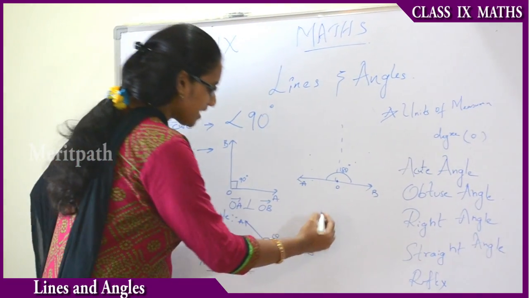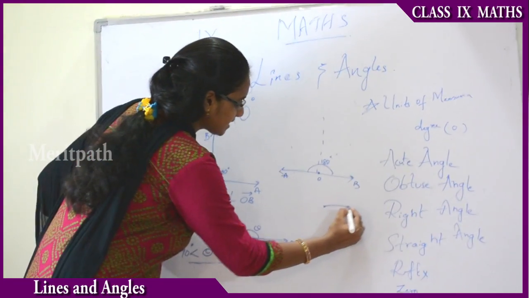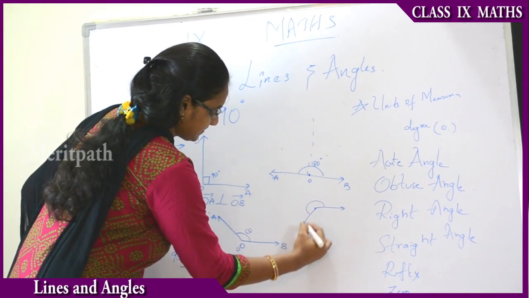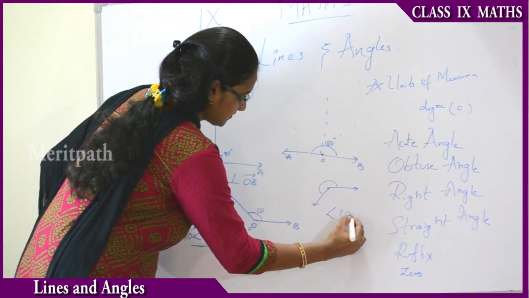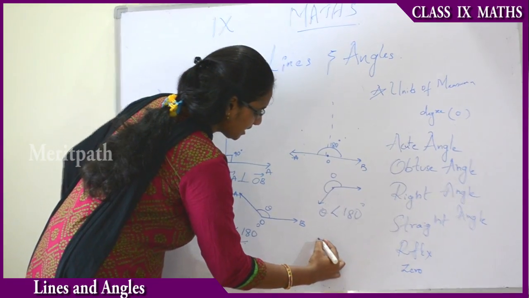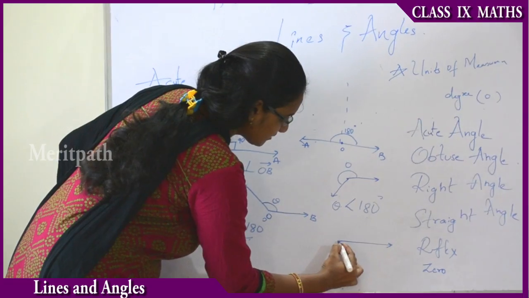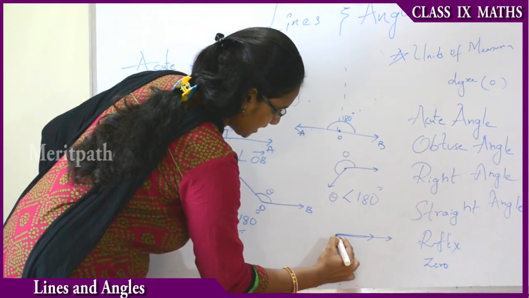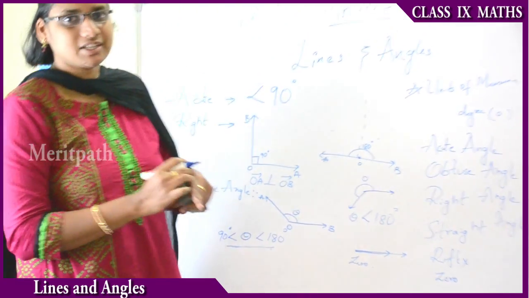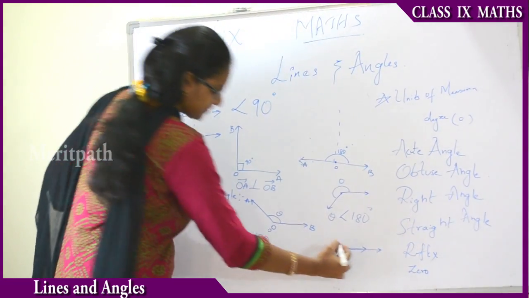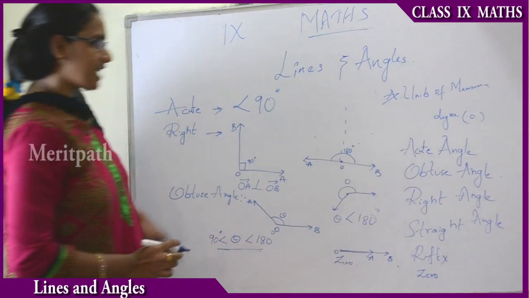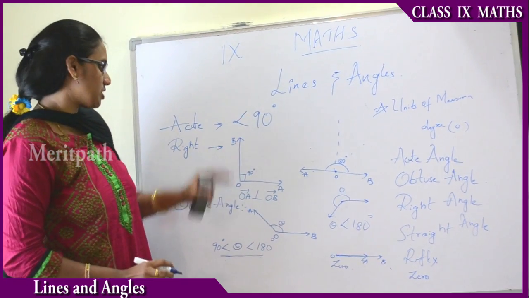Now while going to reflex angle, the angle greater than 180 degrees is known as a reflex angle. While coming to zero angle, the angle between two arms is 0 degrees, meaning they are in coincidence with each other. These are the types of angles based on the measurement.